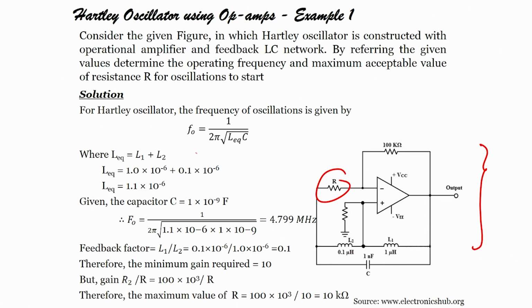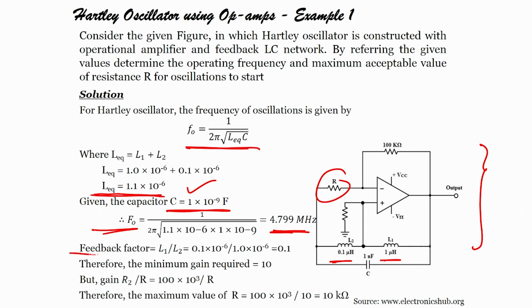We know the operating frequency is given by 1 by 2 pi under root of L equivalent into C, where L equivalent is L1 plus L2. L1 is given as 1 micro Henry, L2 is given as 0.1 micro Henry. So, we substitute the values of L1 and L2 and we get L equivalent equals 1.1 into 10 raised to minus 6. Now, the capacitor is given, so let us substitute the values into f0 equals 1 by 2 pi under root of L equivalent into C. We get 4.799 megahertz.